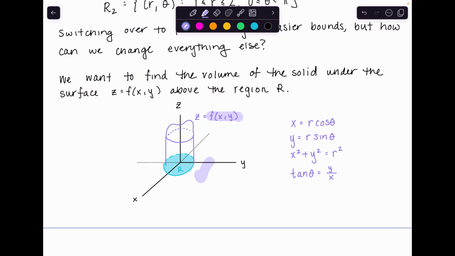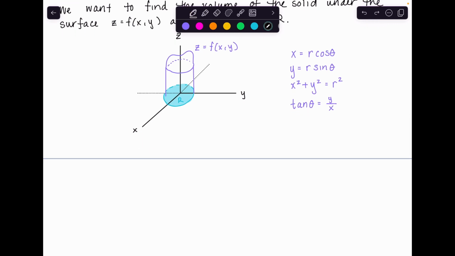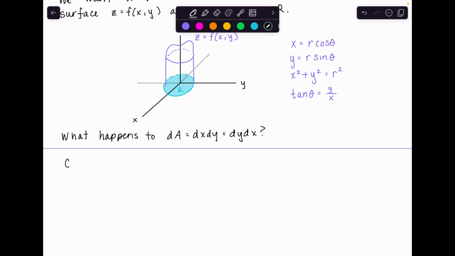What now happens to that dA? What is that change in area? So I want to show you where this comes from because it's really going to bring us back to our trig days and even maybe your geometry days from high school when you went through area of a sector. So this is our goal. What happens to dA now, which is dy dx or dx dy, either one. So let's go ahead and consider the polar rectangle.